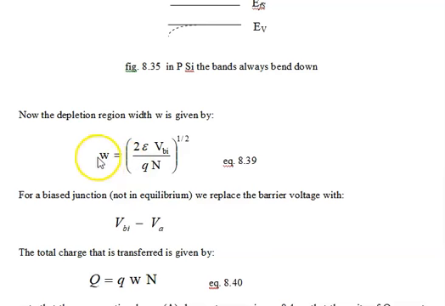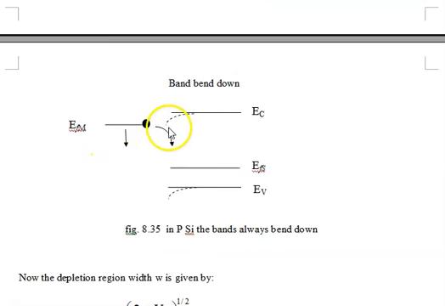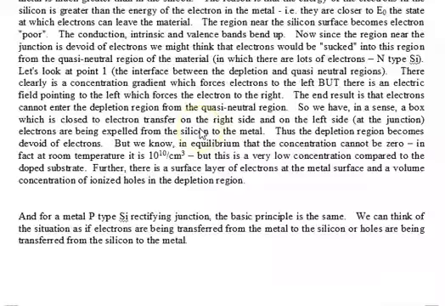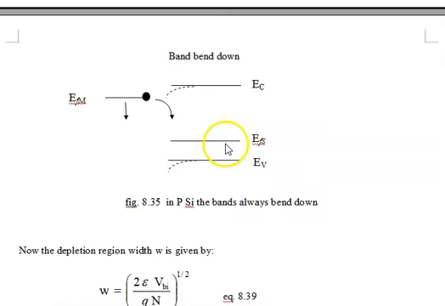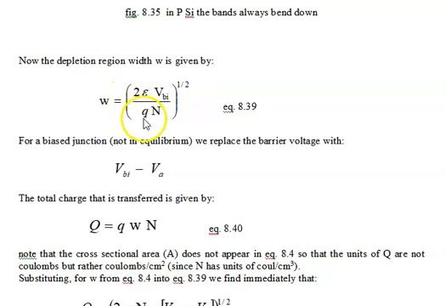And the depletion region width from here to here, this is W right here, and it is the same as W here. That is given by the expression which we took a fair amount of time to look at last time. We'll derive it in chapter 9.